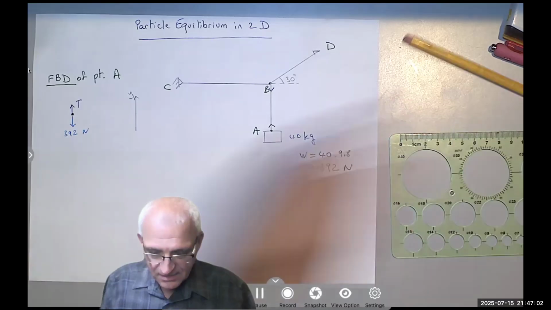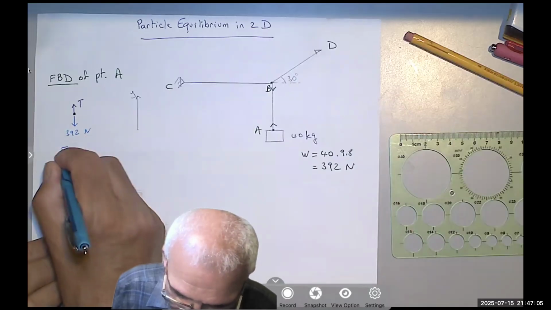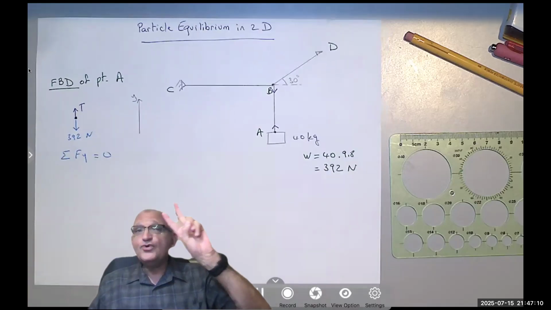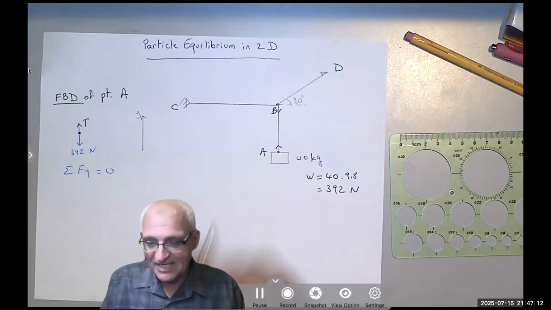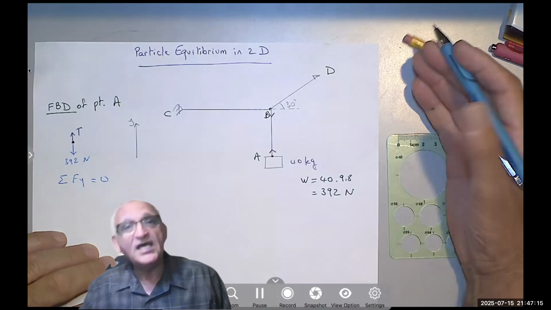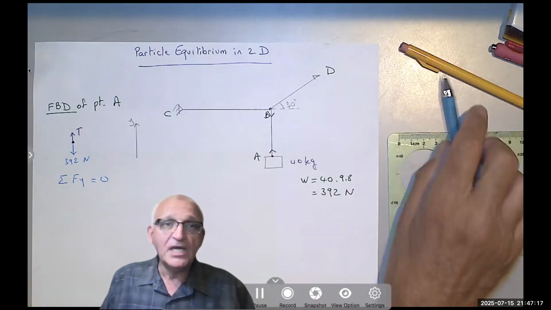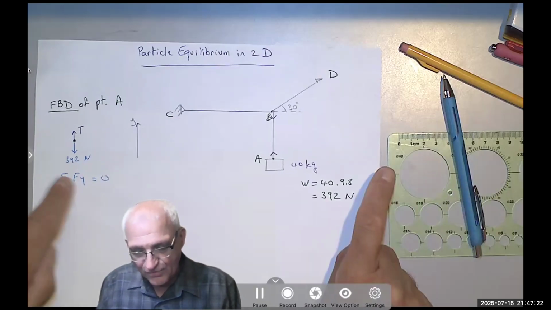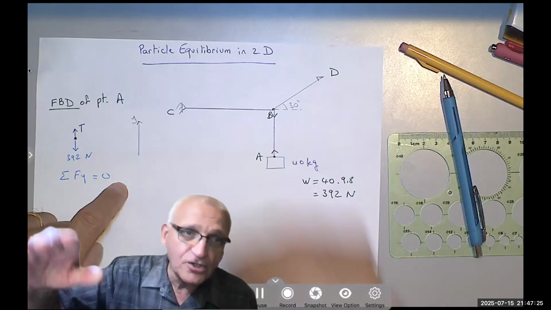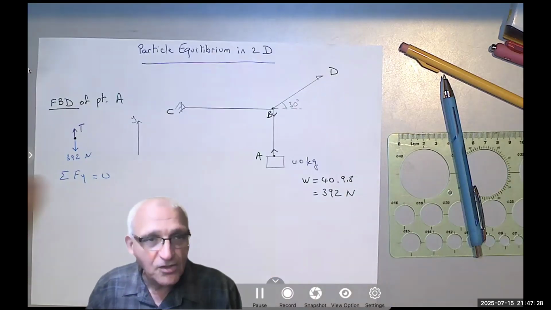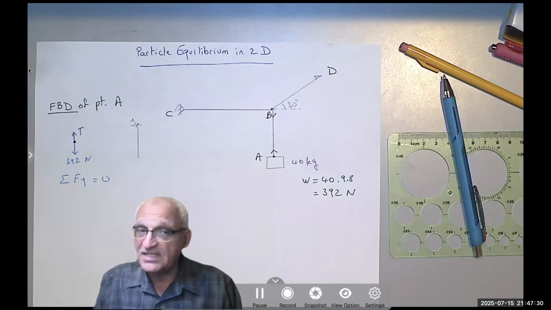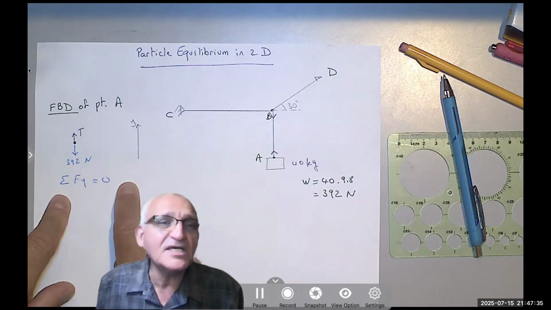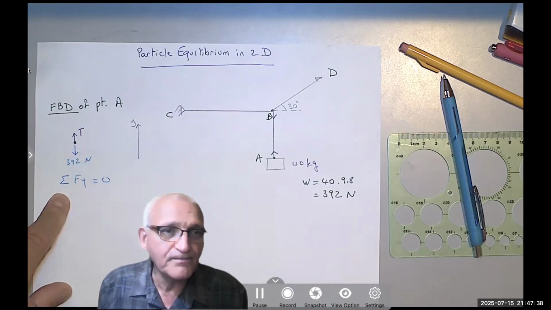When you write here, the sum of the forces in the y direction equals 0, because I only have two equations of equilibrium. Why? Because I am in 2D. When I move to 3D, I will have three equations of equilibrium. I say all the components of the forces along the x, sum of the forces in the x equals 0, and all the components of the forces in the y equals 0. They cancel each other. This time, I don't have an x component, so I only have one equation of equilibrium. Guess what? I only have one unknown.